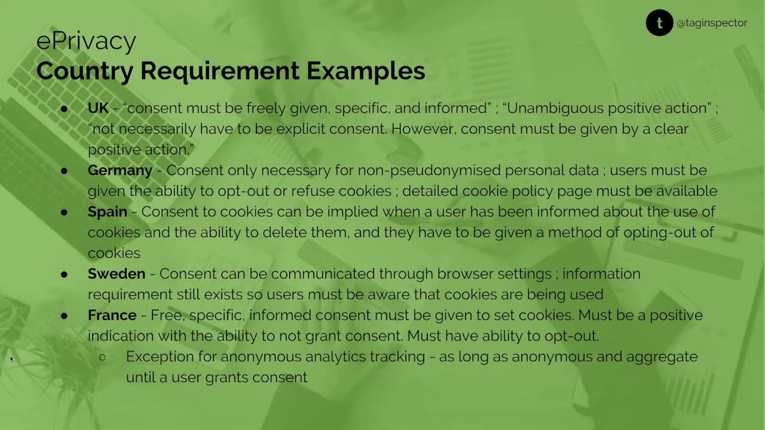But again, in all of those different cases, that action that is resulting in the tags firing and cookies being set is specified. In Germany, consent is only necessary for non-pseudo-anonymized personal data, so if it's like clear text. But even for pseudo-anonymized personal data, like a client ID, cookie ID, users must have the ability to opt out. And a detailed cookie page must be available. So users must be able to see what platforms are loading, what cookies are they setting, how is that being used, and then again, the ability to opt out of each of those different options.